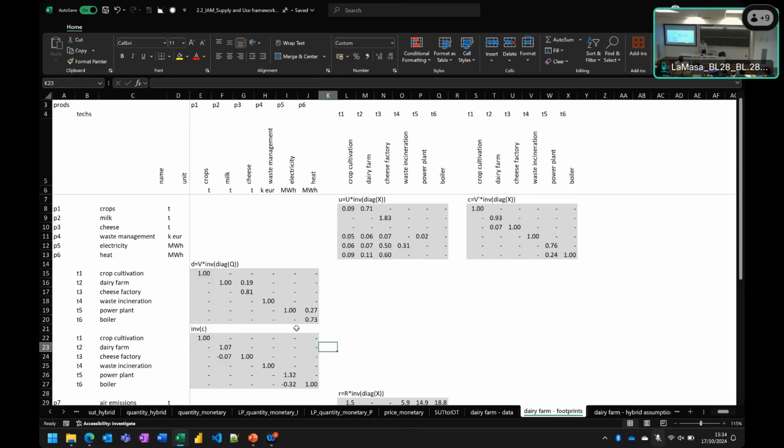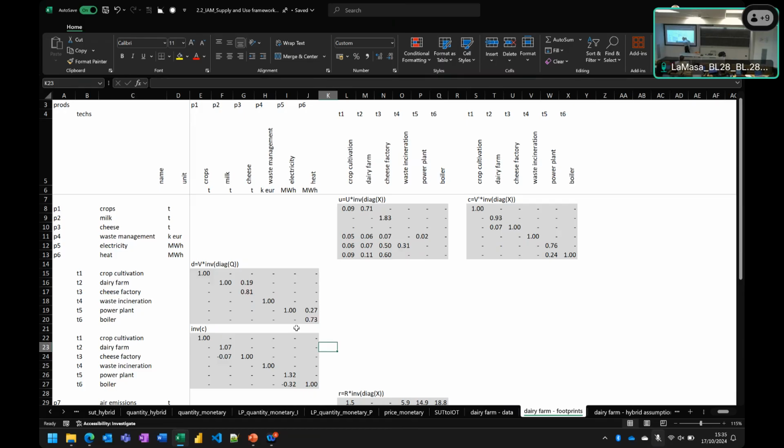The elements of the C matrix and the inverse of C. Of course, these are embedding the same information. But operationally, you have here a matrix representing the share of products produced when the technology is increasing its activity. So if the activity of the dairy farm is increased by 1 unit, 0.93 is produced as milk, 0.07 is produced as cheese. This is exactly the same.